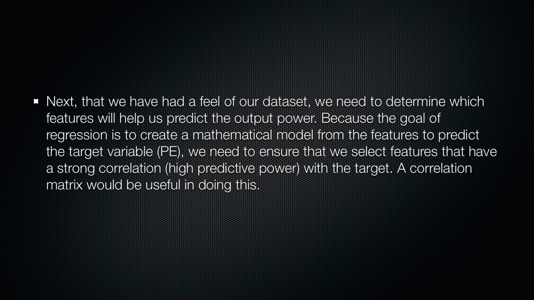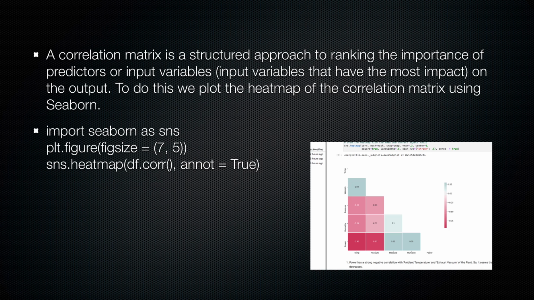Now that we have had a feel of our data set, we need to determine which features will help us predict the output power, because the goal of regression is to create a mathematical model from the features to predict the target variable. We need to ensure that we select features that have a strong correlation with the target. A correlation matrix would be useful in doing this. A correlation matrix is a structured approach to ranking the importance of predictors or input variables on the output. To do this, we plot the heat map of the correlation matrix using Seaborn.